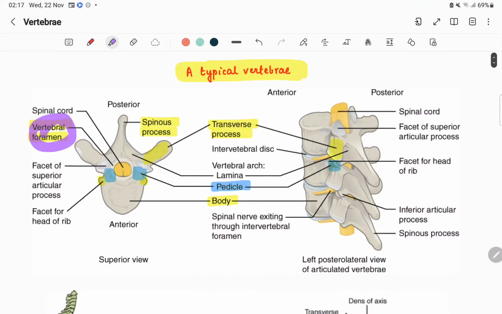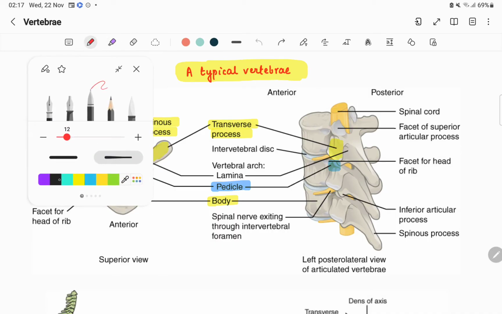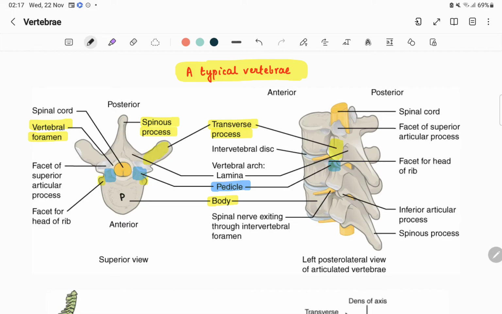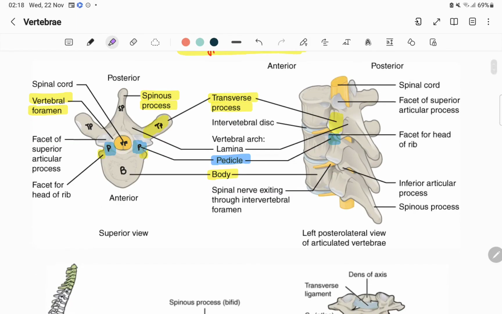We have the vertebral foramen, we have a spinous process here, we have two transverse processes, and we have a pedicle. This is the body of the vertebra, and these two parts are called the pedicles. This is the vertebral foramen, this is the spinous process, and this is a transverse process, and another transverse process. Okay, so these are present in your typical vertebra.